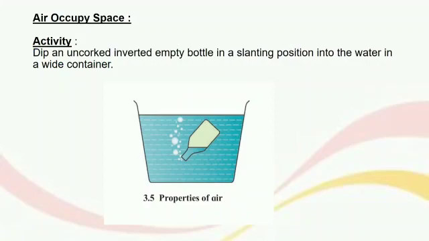Air occupies space. Let's do some activity. Dip an uncorked inverted empty bottle in a slanting position into the water in a white container. What will you observe? From this we come to know that air has properties like occupying space, having a certain volume, having mass and weight.